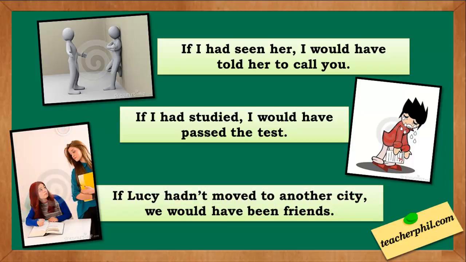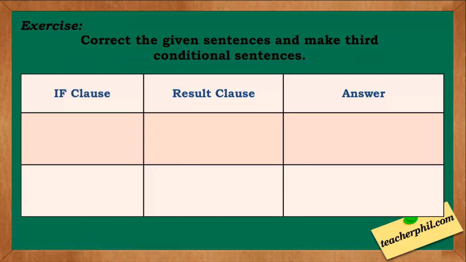If Lucy hadn't moved to another city, we would have been friends. If Lucy hadn't moved to another city is our if clause. We would have been friends is the result clause. These events are all impossible since we already have the result and we can't change it anymore. For our exercise, correct the given sentences and make third conditional sentences.